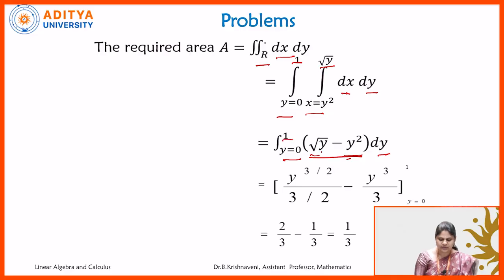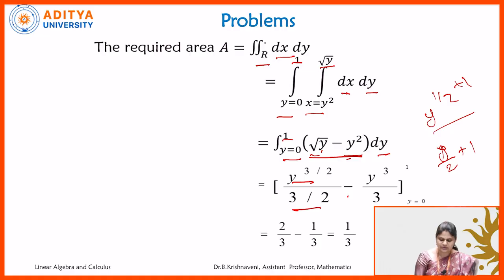So root y can be written as y power 1 by 2, and the integration of y power 1 by 2 is y power (1 by 2 plus 1) divided by (1 by 2 plus 1), which gives y power 3 by 2 divided by 3 by 2, minus the integration of y square, which is y cube by 3, with limits y is equal to 0 to 1. Substitute the upper limit.